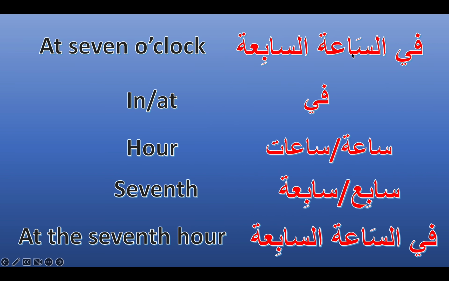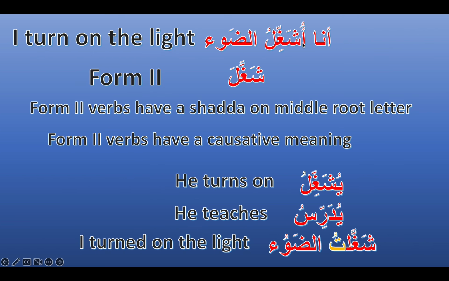At 7 o'clock. في الساعة السابعة. Fi means in or at. Sa'a is hour. Sa'at is the plural. Seventh, sabi'a. There's a feminine version, as we have to make sure the seventh agrees with the gender of the noun sa'a, which is feminine. So it literally translates to at the 7th hour. So fi as-sa'a as-sabi'a, at the 7th hour, means at 7 o'clock. If you wanted to say at 6 o'clock, you would say at the 6th hour. في الساعة السادسة. 5 o'clock. في الساعة الخامسة.